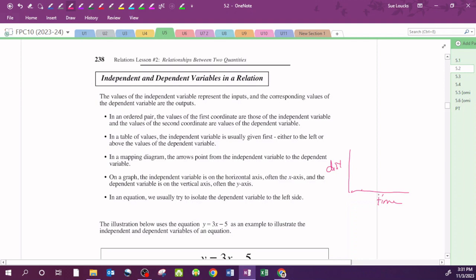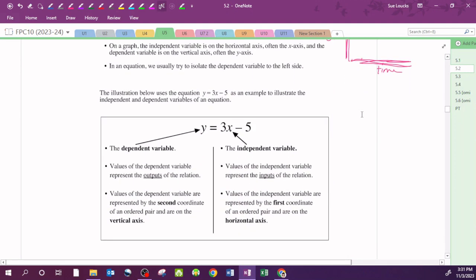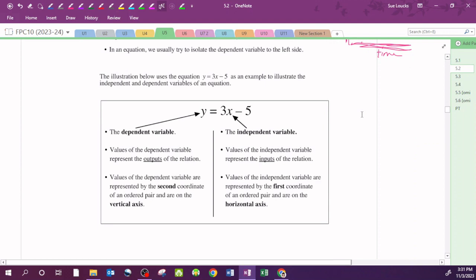Okay, so anyway, the independent is always along the bottom. The dependent is always up the side. And here's the chart. You need to know this. I'm going to add a couple more things. The independent variable, because we usually do that one first, is also called the domain. And the dependent variable is also called the range.